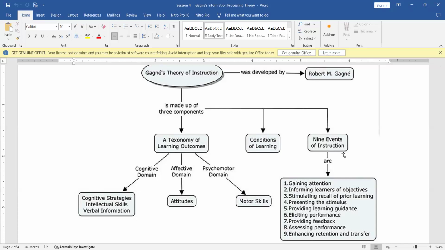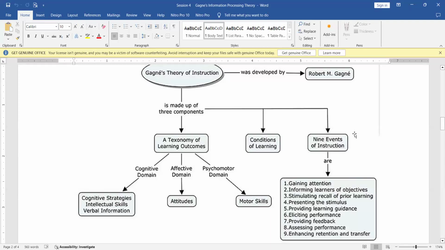Cognitive domain, affective domain, and psychomotor domain. No. These are the 3 components. What are the 3 components? Taxonomy of learning outcomes. What is the first component we are going to discuss? Taxonomy of learning outcomes. Then conditions of learning. Then 9 events of instruction.